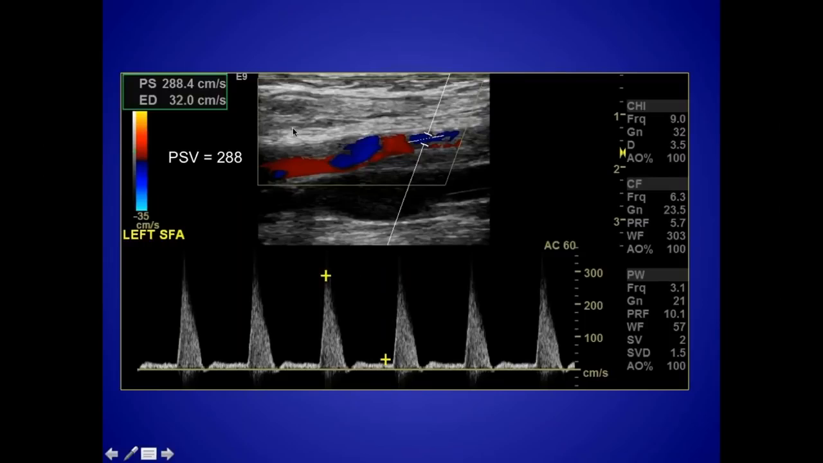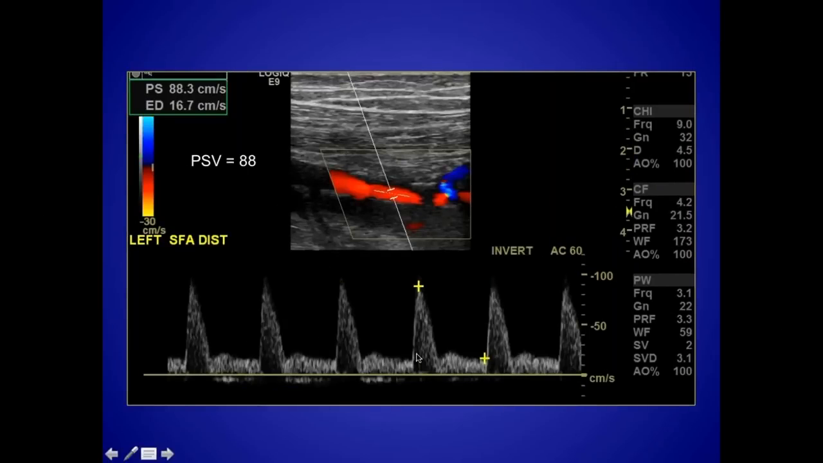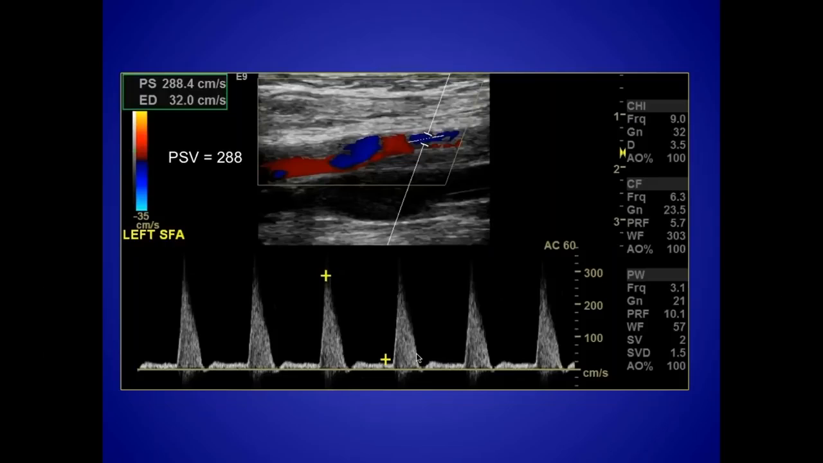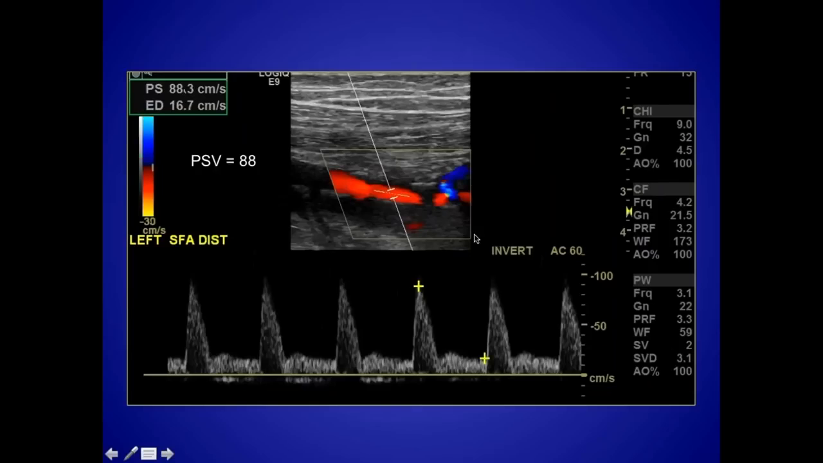As we hit the superficial femoral artery, then we start to see disease. The velocity is 288 centimeters per second, so it's almost a threefold increase. Again, that puts us in that 50 to 75% range. Lots of spectral broadening, and we're starting to lose the triphasic appearance. Let's continue down. Distal to that, the velocity goes right back down again. So it was 288, and then when we get distal to the lesion, it drops to 88.